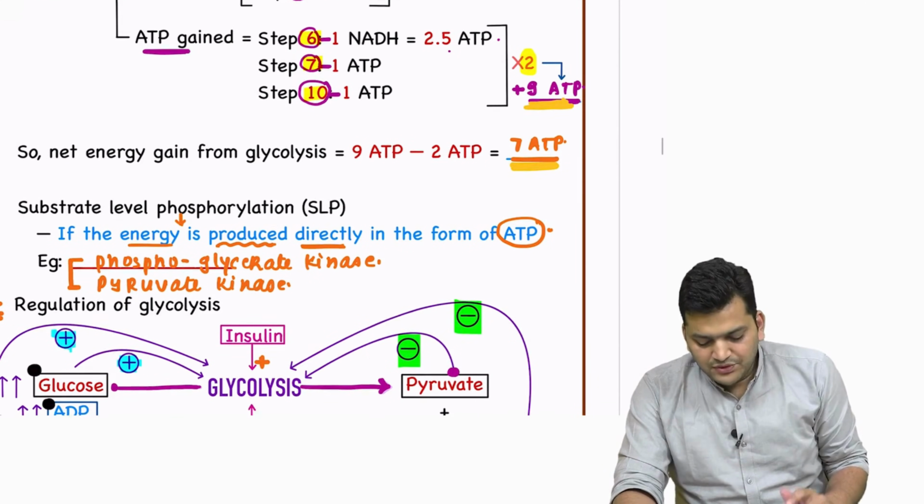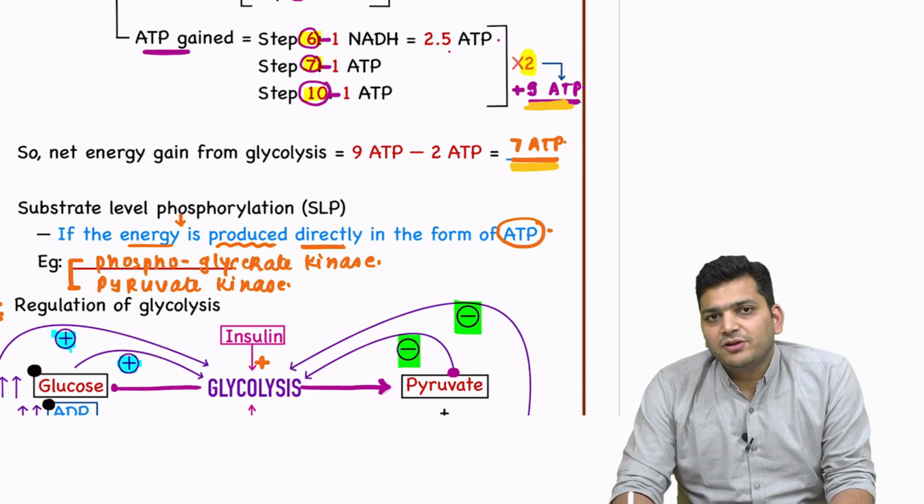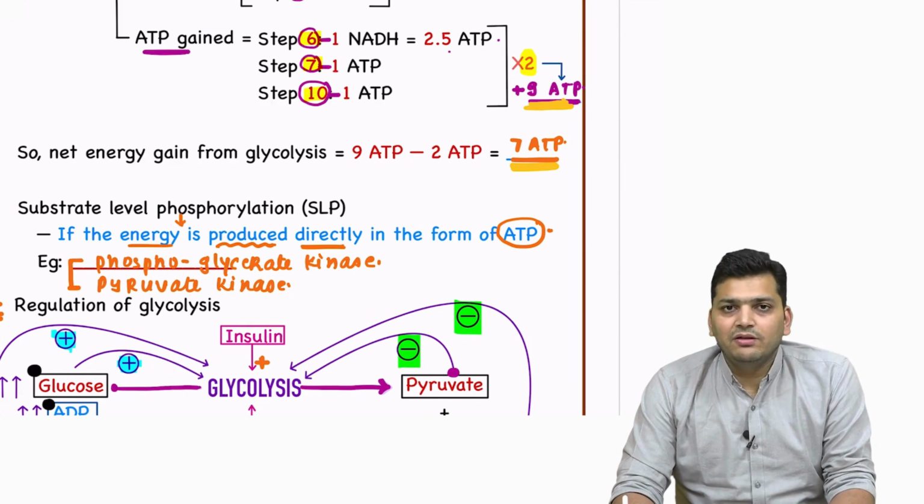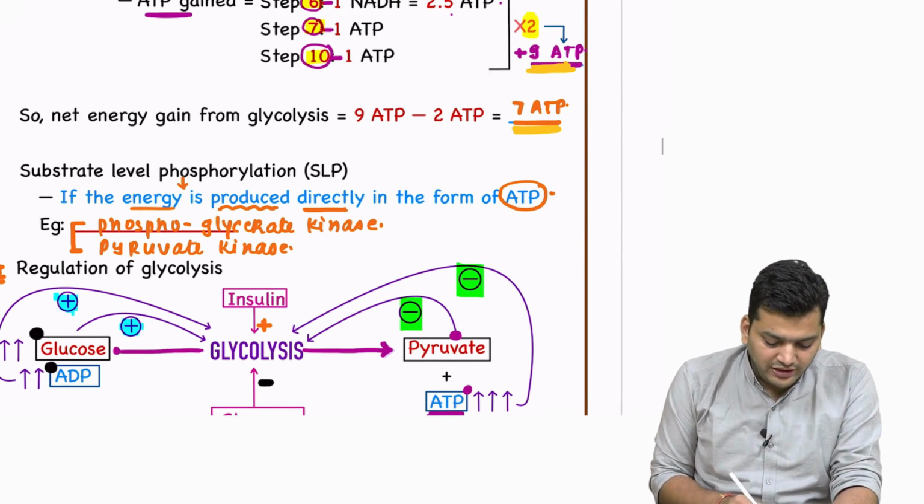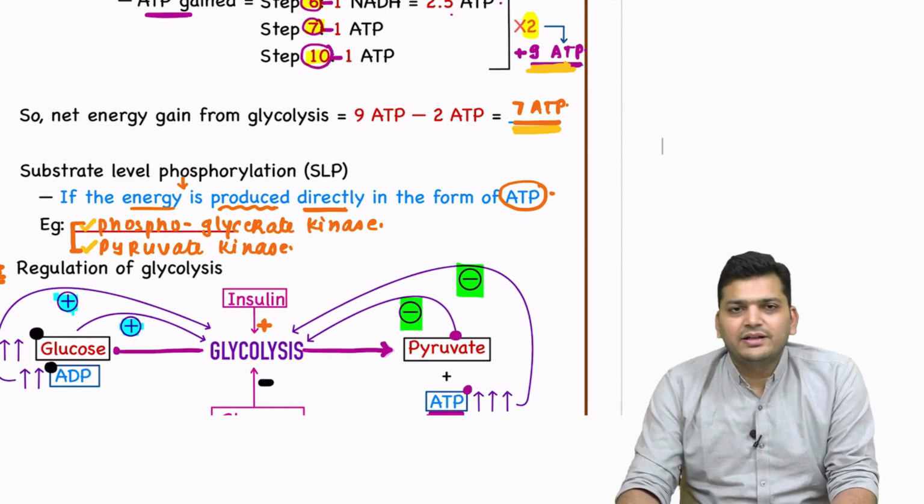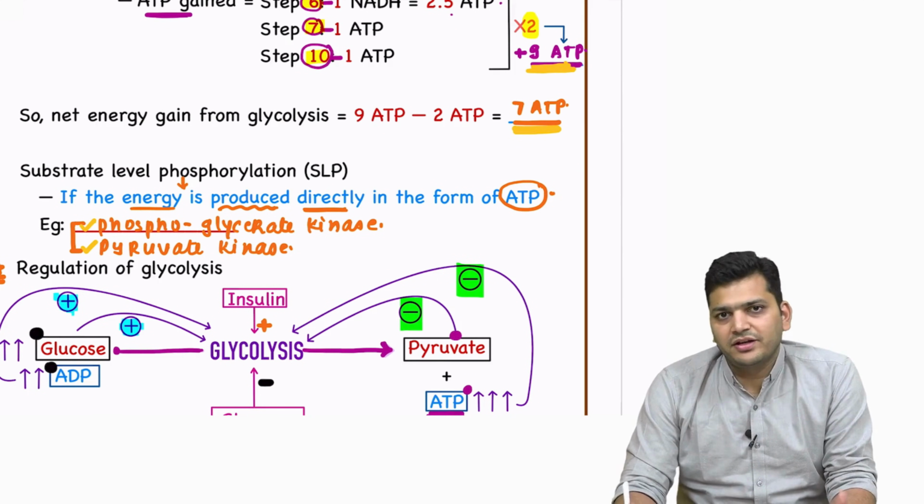When it comes to substrate level phosphorylation, meaning the reactions where you are going to generate the energy directly in the form of ATPs, in glycolysis we do substrate level phosphorylation 2 times: the phosphoglycerate kinase and the pyruvate kinase. These are the 2 reactions where you are directly going to generate the ATP.